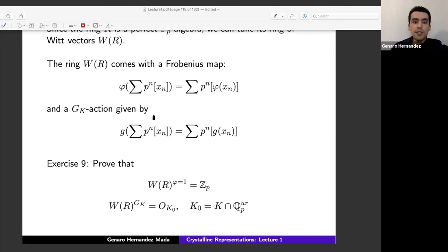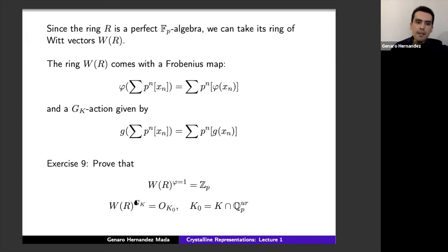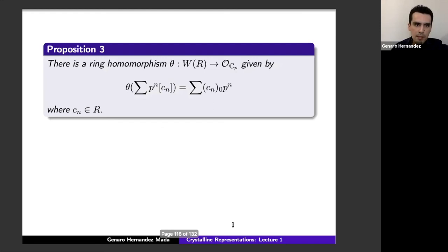And the elements fixed by the GK action, these are not Zp in general. It would be OK0, where K0 is the maximal unramified extension. In other words, the intersection of K with the unramified closure of Qp. Okay, so we have Frobenius and we have a GK action for the ring of Witt vectors of the ring R, where R is this special ring, the perfection of OCp modulo p.